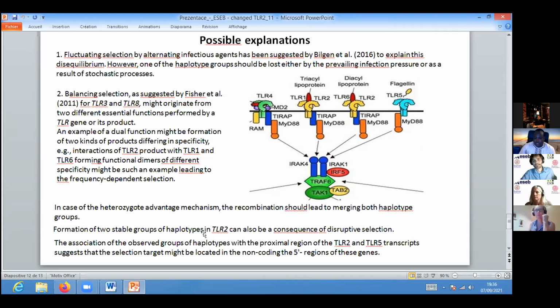The formation of two stable groups of haplotypes in TLR2 can also be a consequence of disruptive selection. On the other hand, the association of the observed groups of haplotypes in the proximal region of TLR2 and TLR5 transcripts suggests that the selection target might be located in the non-coding 5' region of those genes.